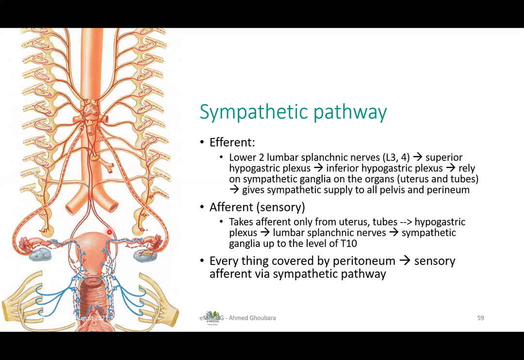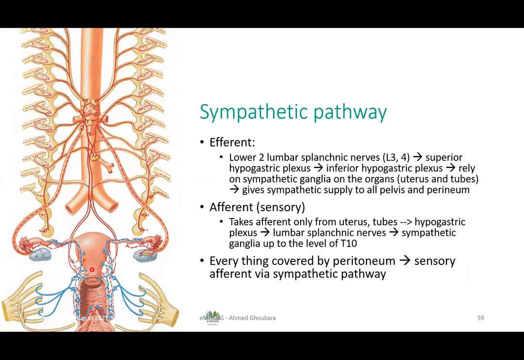Inferior hypogastric plexus. So superior hypogastric plexus, then inferior hypogastric plexus, which is the main station of autonomic supply to the pelvis, because it has sympathetic supply and parasympathetic supply. And this plexus will give sympathetic supply to the whole pelvis.